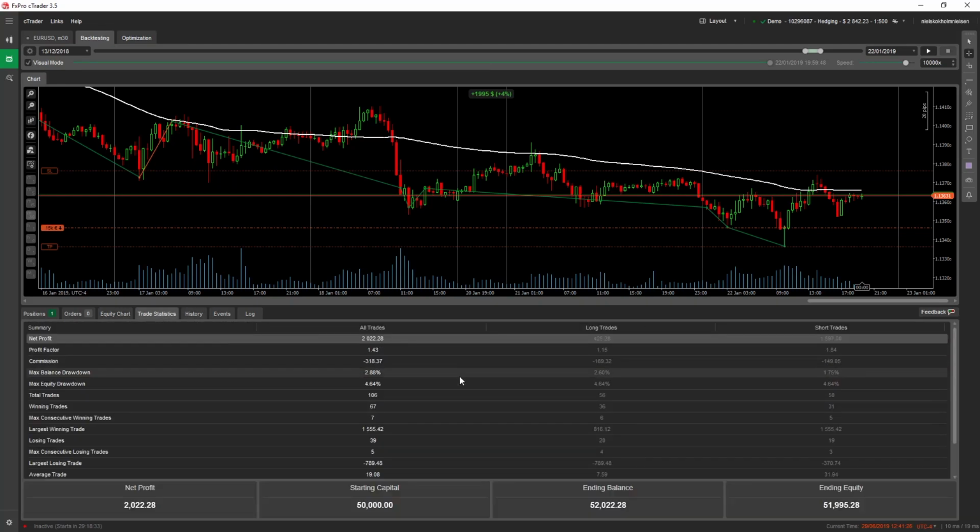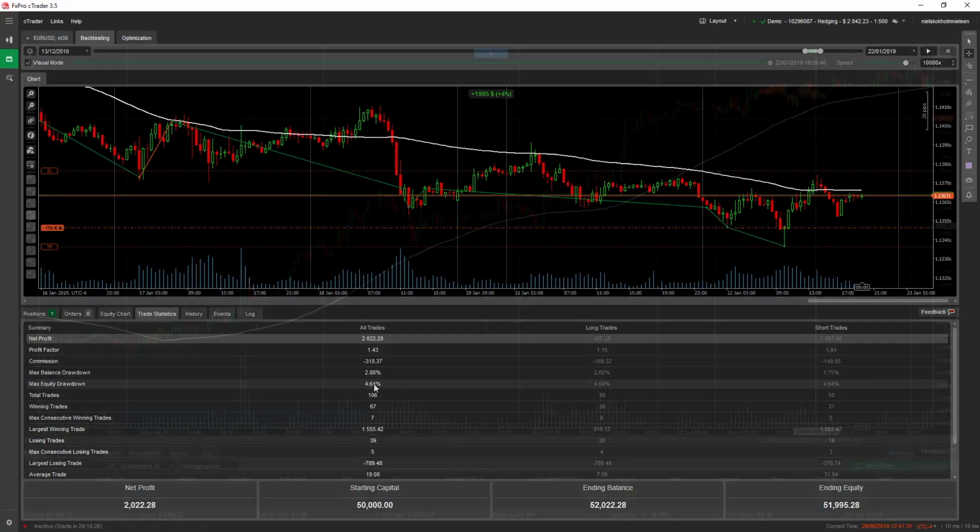We have a look at the trade statistics. There we have it. We had a peak drawdown at one instance of a little under 5%.